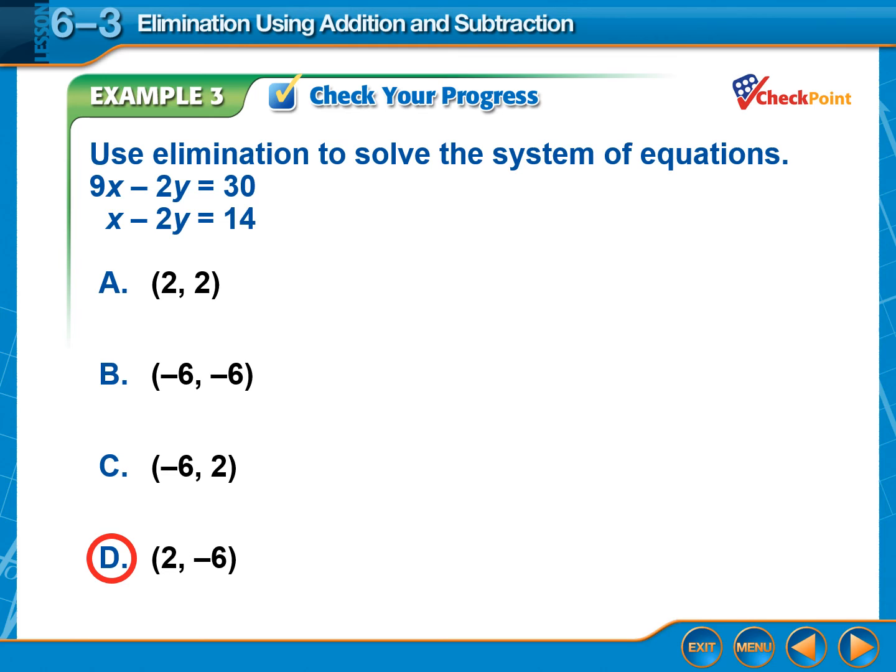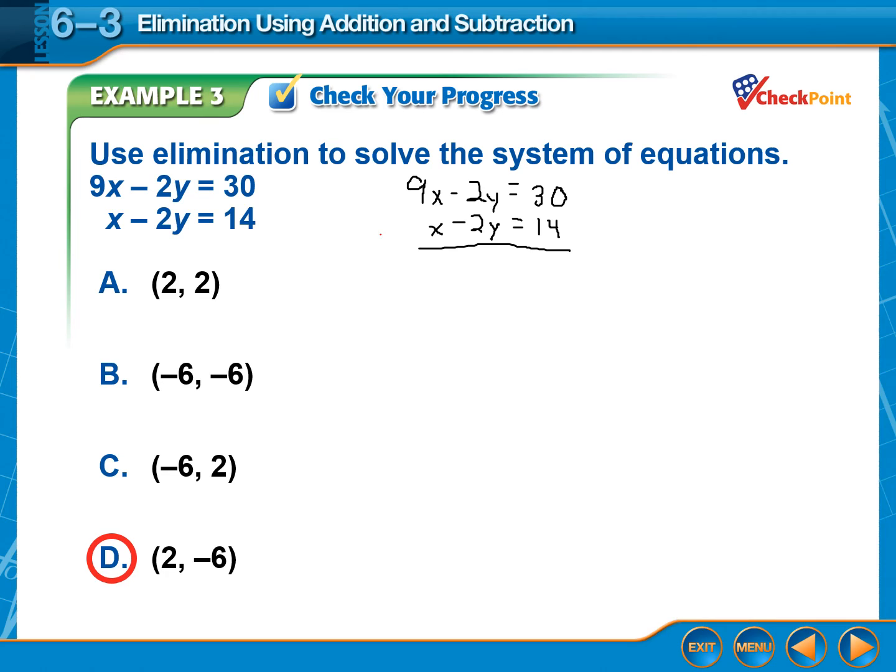So we're taking each equation, and again, because we have the same term in both equations, negative 2y, so 9x minus 2y equals 30, and x minus 2y equals 14. Since we've got negative 2y in both equations, we can subtract the two equations from each other in order to cancel those out. So I line up the two equations, and I'm going to subtract this second one from the first one.